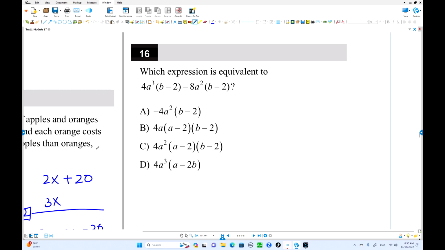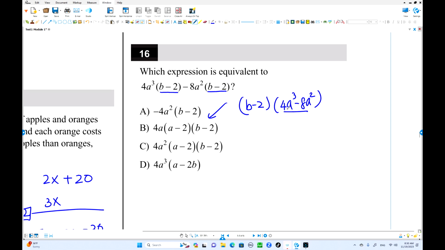Number 16, which expression is equivalent? They are factors, right? You need to factor. Okay, this is a common factor anyway. b minus 2. 1 by 1 you can add. 4a cubed minus 8a squared. But this is not. We don't have this one. No equivalent. Okay, still a little more to factor.